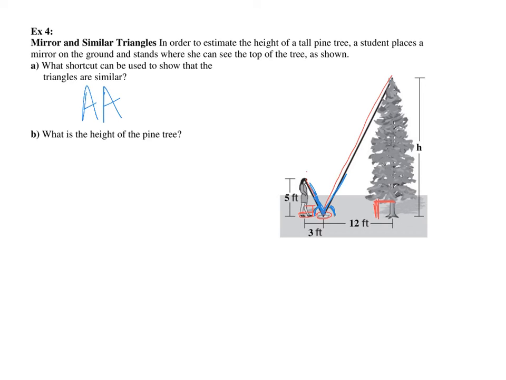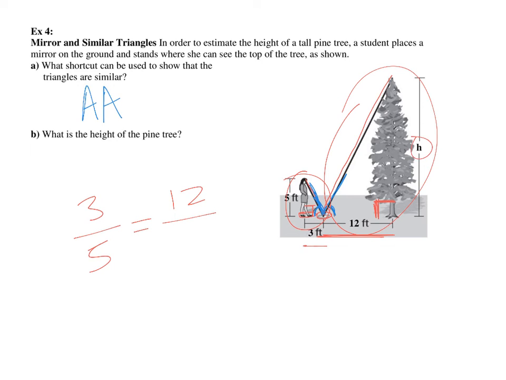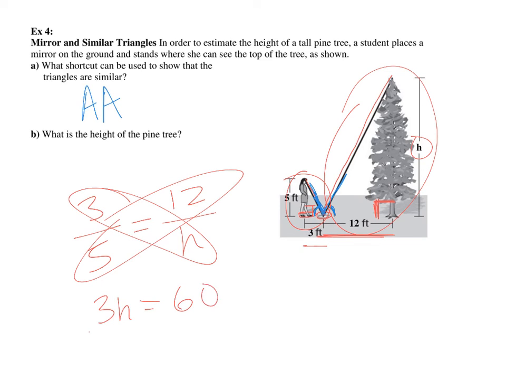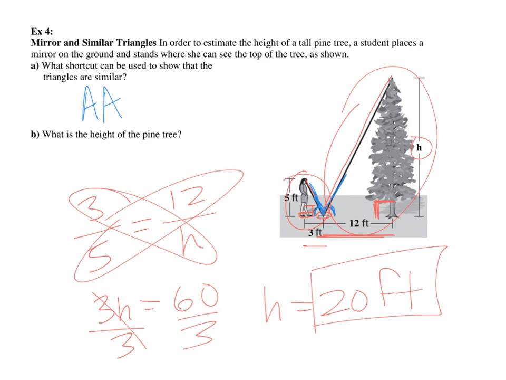Now, what is the height of the pine tree? Okay, well, let's look at this here as a small triangle and this here as a big triangle. So I have the distance from the person's feet to the mirror, which is 3 feet, over their height. And that's equal to the distance from the tree to the mirror over the tree's height. So we cross multiply, have 3h is equal to 60, divide by 3, and h is equal to 20 feet. Done. All right, one more.